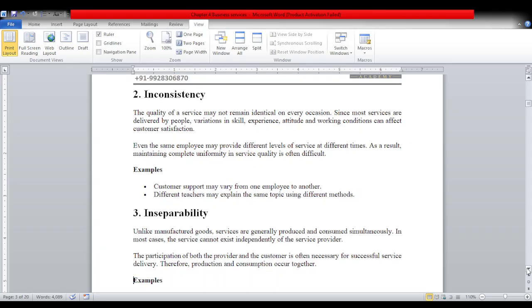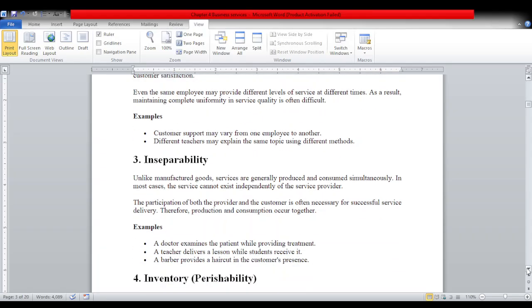Next is inseparability. Your product might be used later whenever you require. You can use your mobile phone as a product as and when required. Suppose you purchase a new mobile phone, but if you don't want to use it right now, you can place it somewhere, or even use it after 2 or 3 months, or after 5 or 10 days, as per your choice. But a service cannot be placed somewhere.